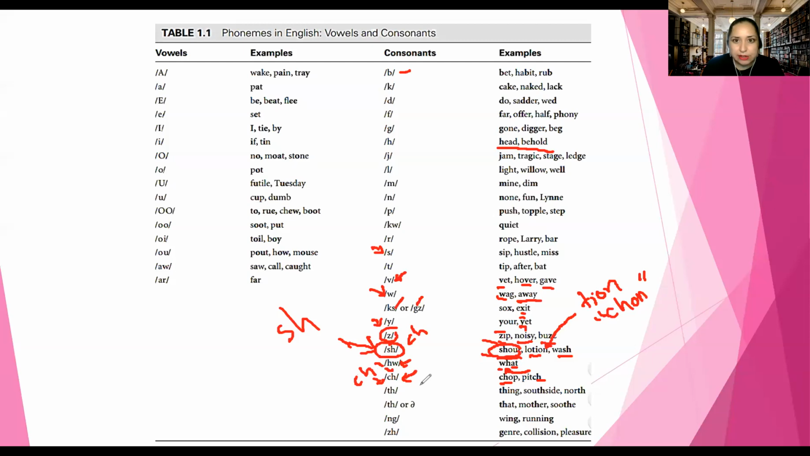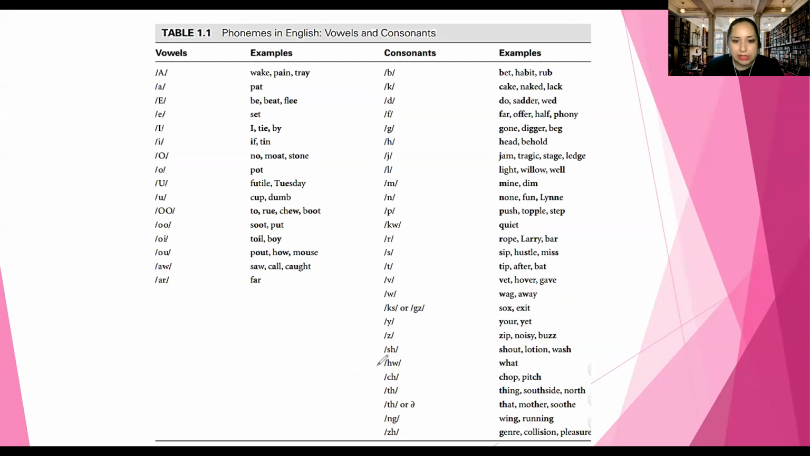TH, another interesting one. Let me just clear all the drawings. For the phoneme TH, you need to put your tongue in between your two sets of teeth, like this. Very funny, I know, but it's the way it is. You put it in between, and then you make that sound.